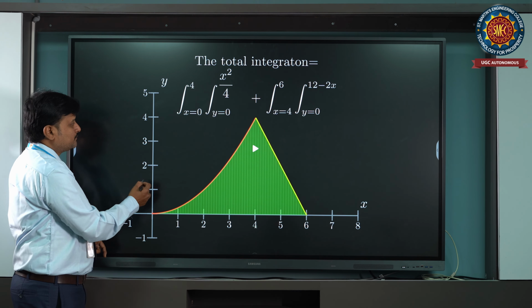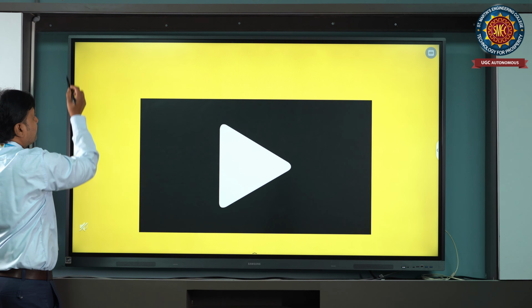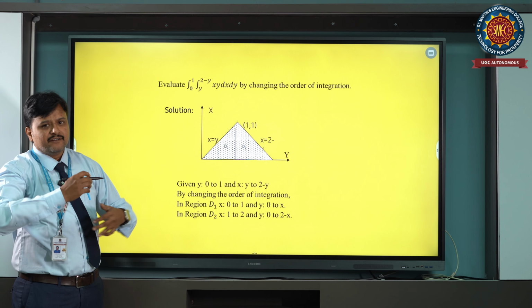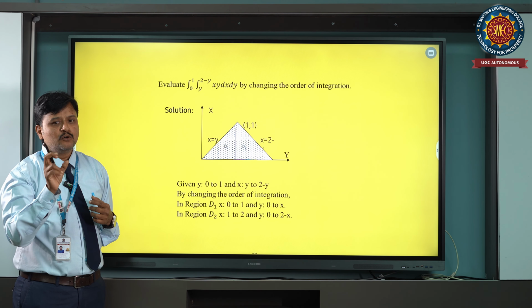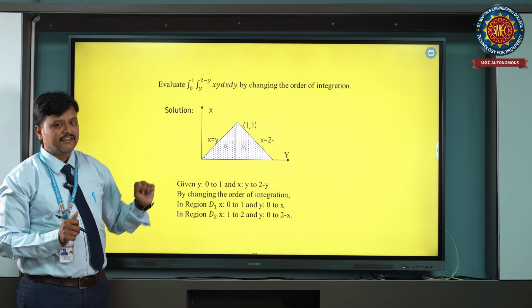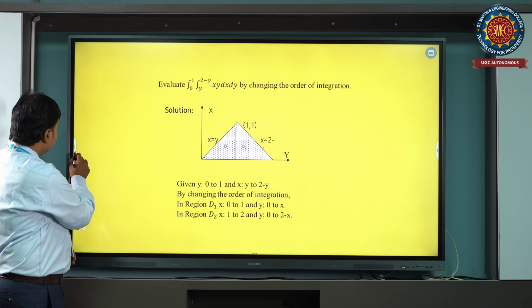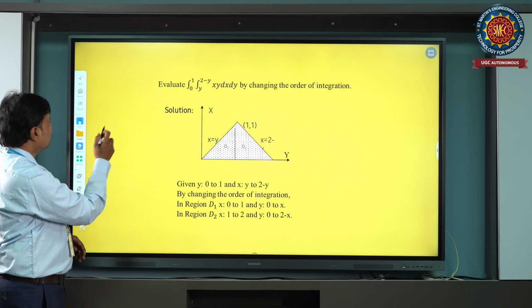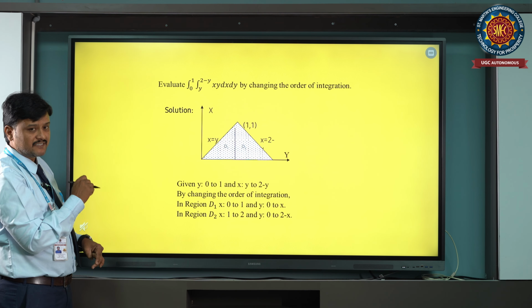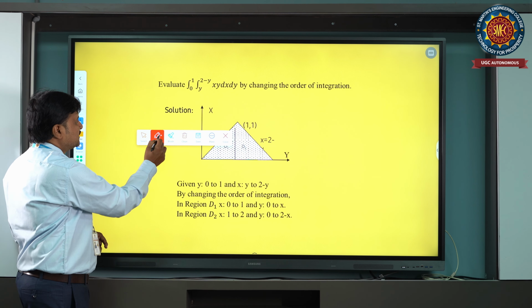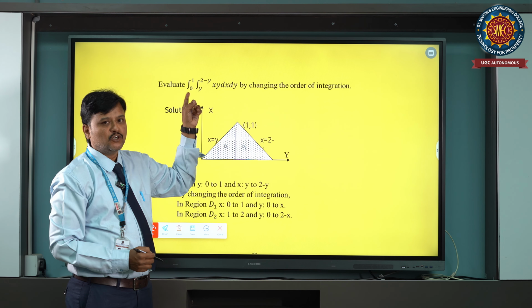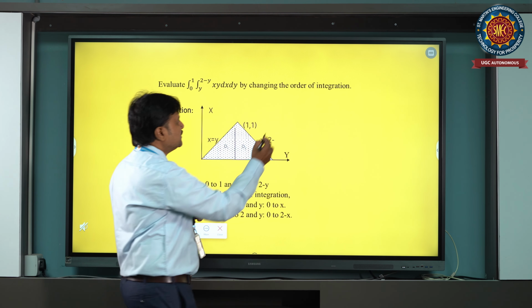So after that, by taking one example, we can find how to evaluate the limits, how to find the new limits by using the change of order of integration. So see this problem. Here the interior limits are functions of y, so we have to take them as x limits, and the exterior limits are constants, 0 to 1, so we have to take them as y limits.